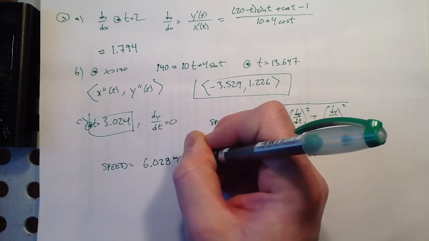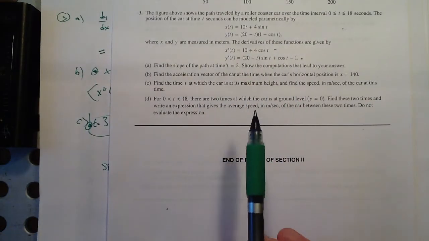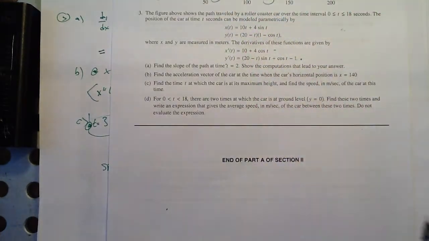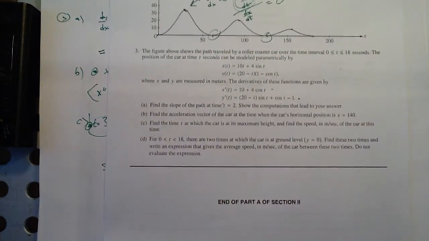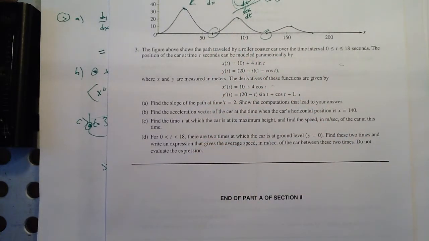6.028 meters per second. All right, and then last, for times 0 to 18, not including 0 and 18, there are 2 times at which the car is at ground level. There they are. Oops, sorry, that wasn't on the screen. There you go. There they are. Where y equals 0. Find these 2 times and write an expression that gives the average speed in meters per second of the car between these 2 times. Do not evaluate the expression.